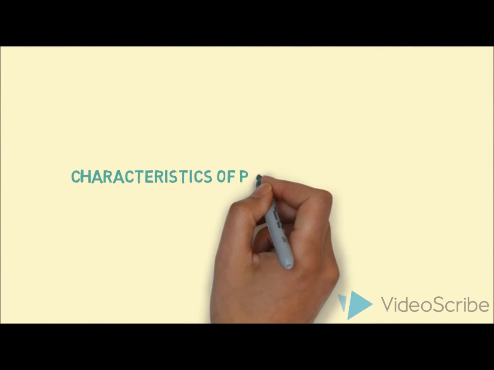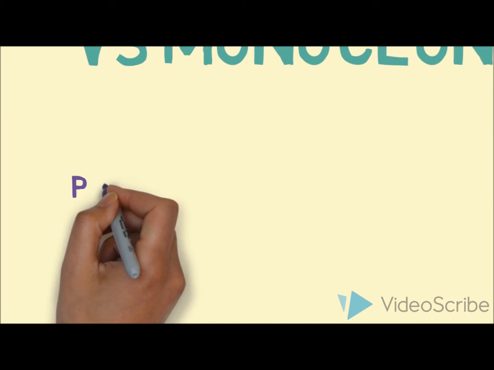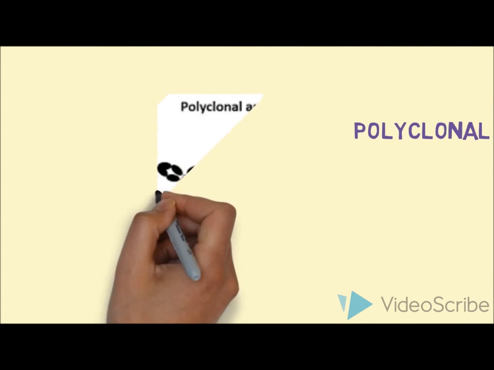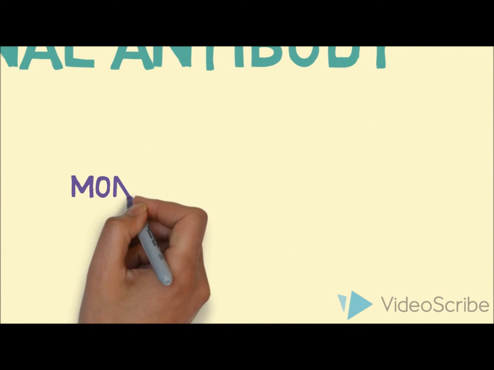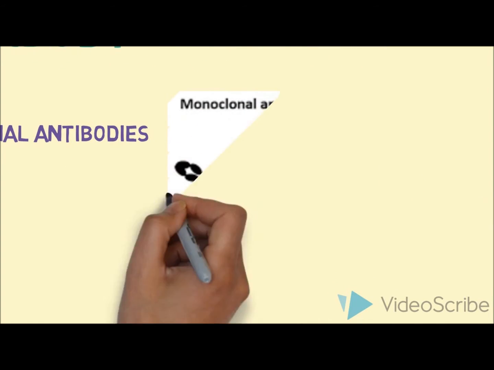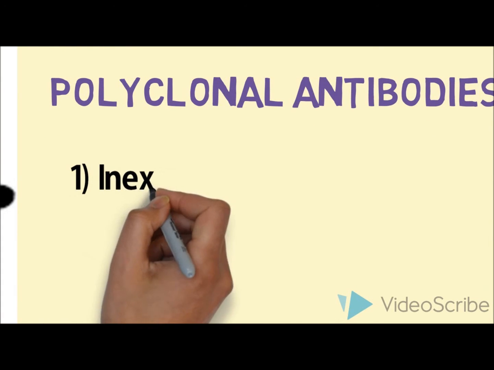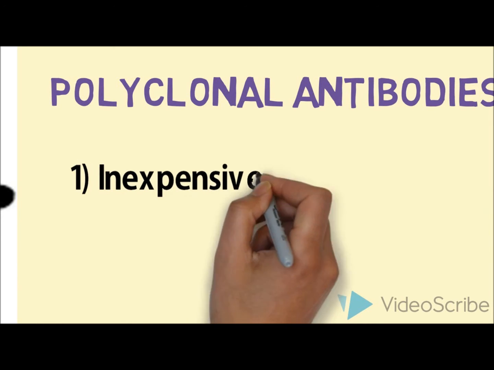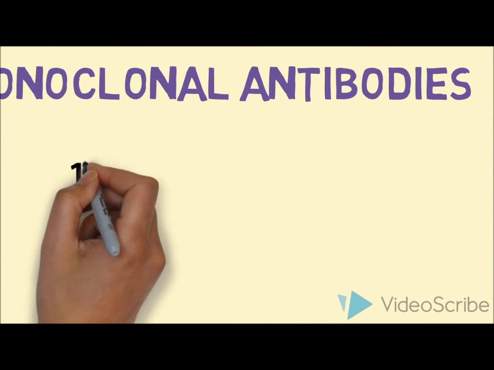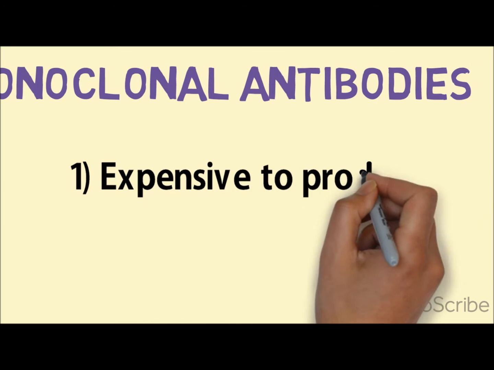Now, let us move on to the different characteristics between polyclonal and monoclonal antibodies. Polyclonal antibodies can recognize multiple epitopes on an antigen, whereas monoclonal antibodies can only recognize one epitope per antigen, as shown in the diagram. Polyclonal antibodies are inexpensive to produce because they require minimal technology, and this consequently lowers the laboratory costs, as compared to monoclonal antibodies, which are expensive to produce due to the use of higher technology and also training.